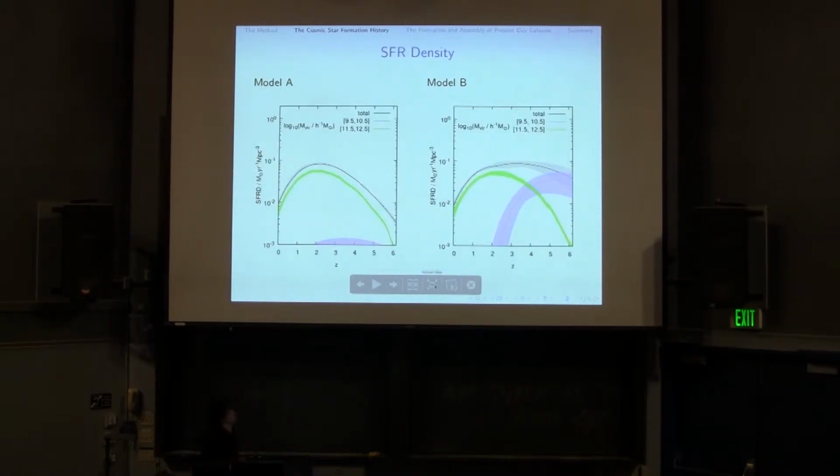The star formation rate density. The two models predict very similar star formation rate density at redshift lower than 2. Both of the models predict a fast decline from redshift 1 to redshift 0, and during this time interval, the star formation rate density is mainly contributed by Milky Way sized halos, which are the green bands shown in the figures.